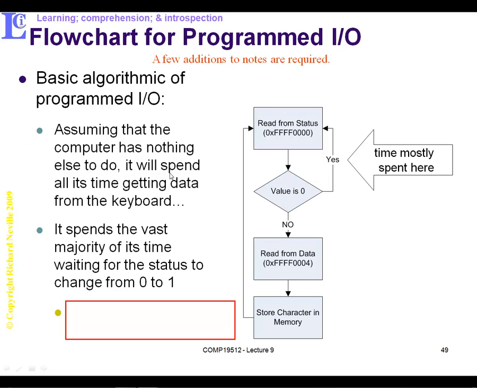So we assume that it will spend a lot of time reading from the status register address and saying, has a key been pressed? So it'll spend most of its time here if it's a programmed I/O, which could be wasting time. Once the key has been pressed and the least significant bit has changed from a 0 to a 1, we go to the next stage and we read the data register from this address, and then we store the data in the data register of the keyboard I/O into a main memory location, and then we go back to this checking the status register loop.